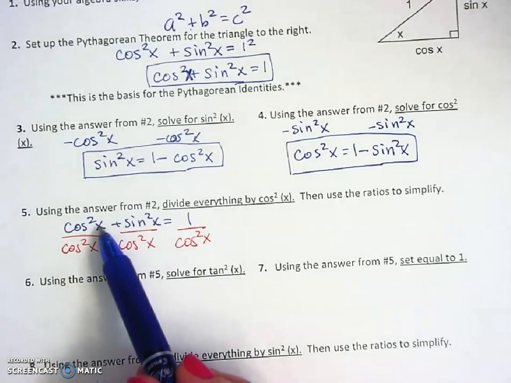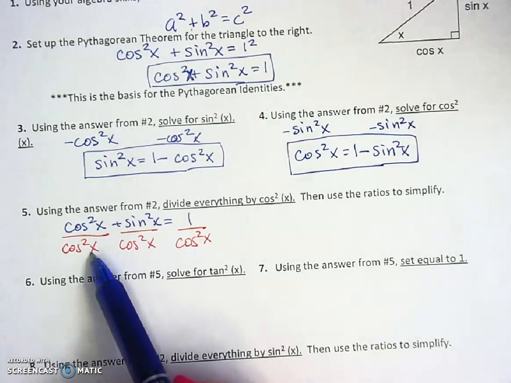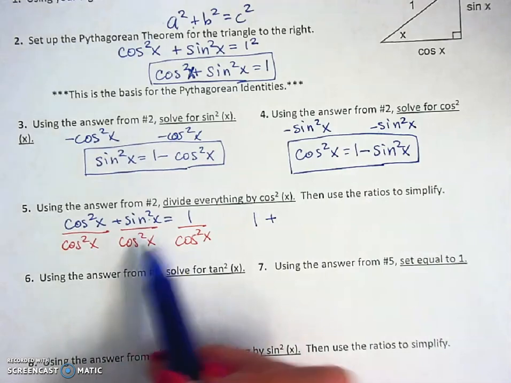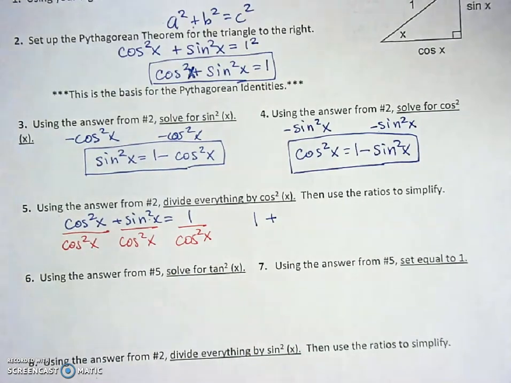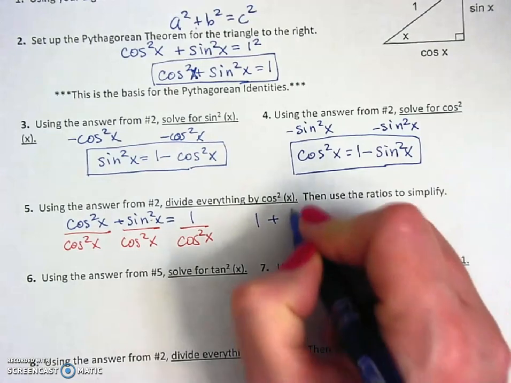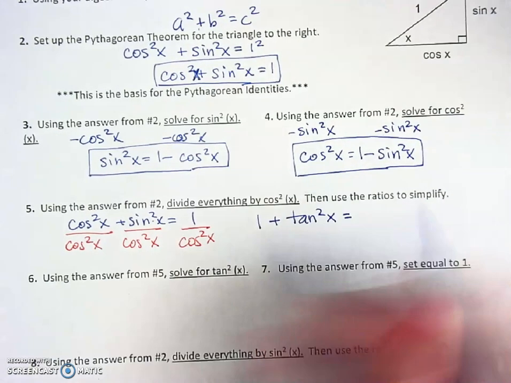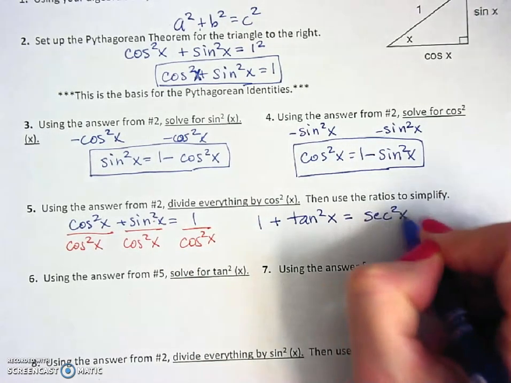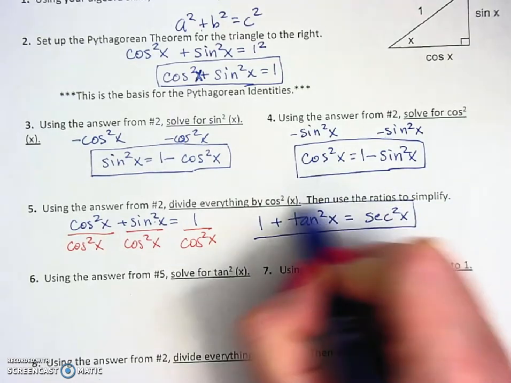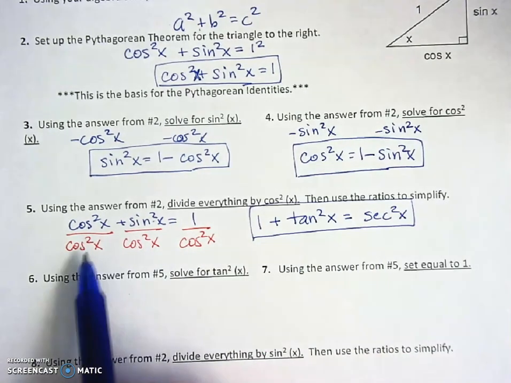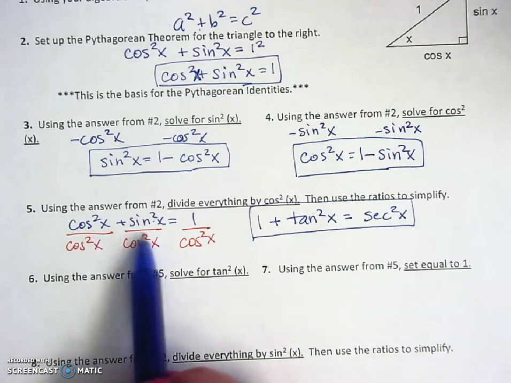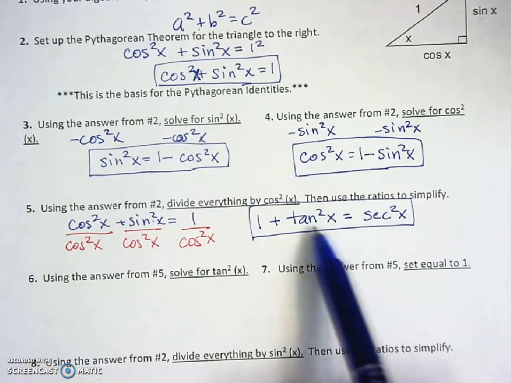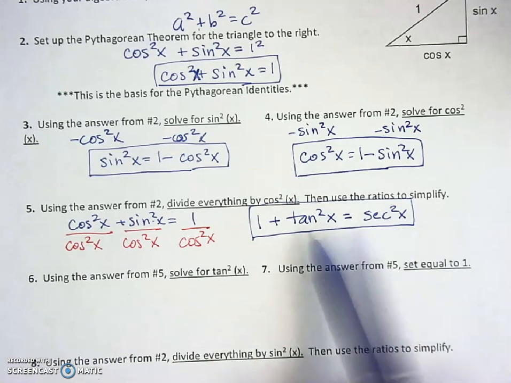Now this first term, something divided by itself, simplifies to 1. Sine squared over cosine squared, well, sine over cosine is tangent, so sine squared over cosine squared is tangent squared. And then 1 over cosine squared can be rewritten as secant squared. So now I have this new identity that I got just from dividing cosine squared by everything here. It just created a new equation, and now this left side and this right side are interchangeable.